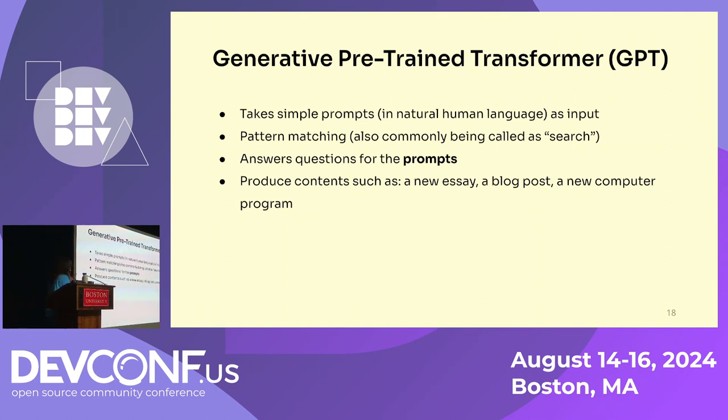So that's revolutionary. And then the transformer will do pattern matching. Essentially, these are called similarity searches, that search for all the answers for you in there, and it answers questions for the prompts. And so we already know what this capability is: writing essays, blog posts, all these fancy things.